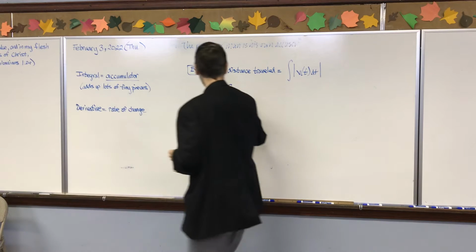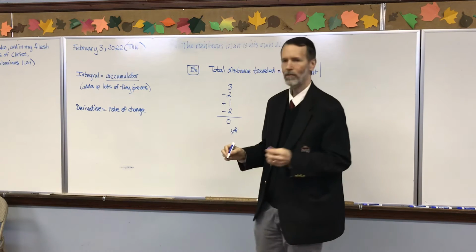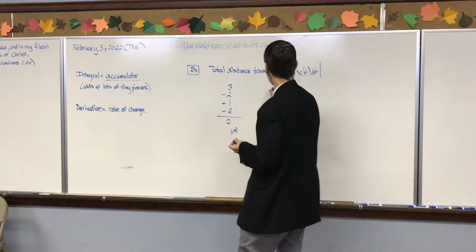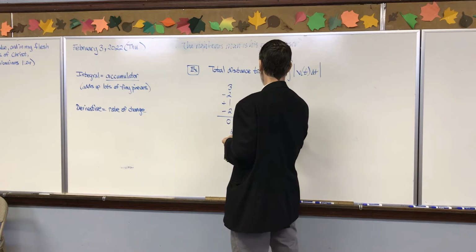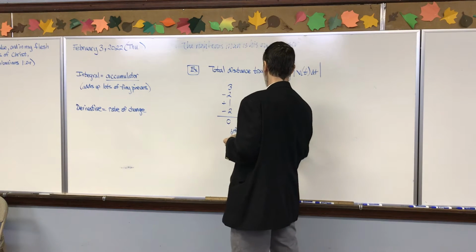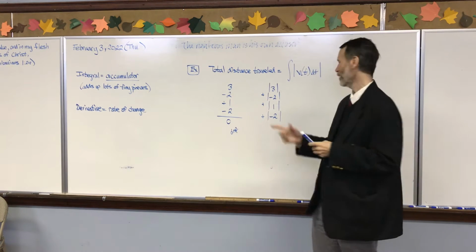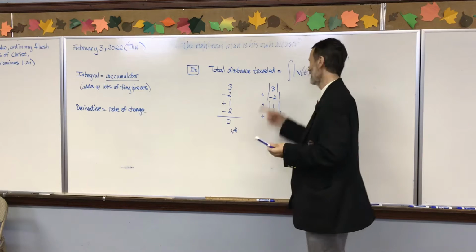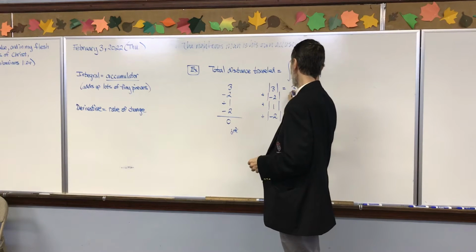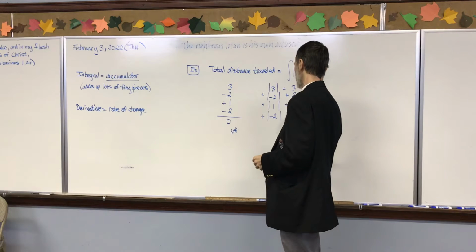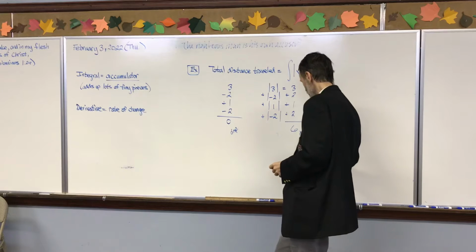Now, this is displacement. How do you get total distance? You do this. It doesn't care if I'm going forward or backward, it just wants to know the value, the absolute value, literally. So this is 3 plus 2 plus 1 plus 2. Total distance.